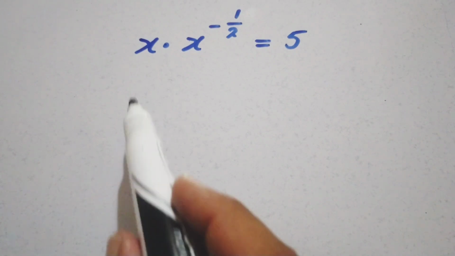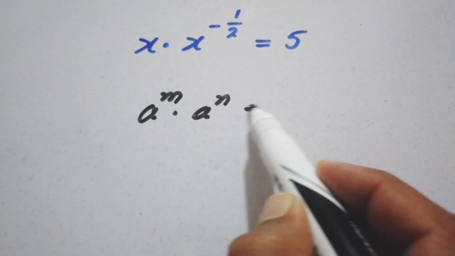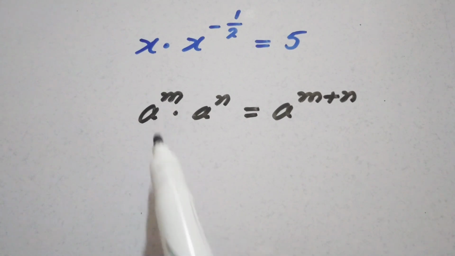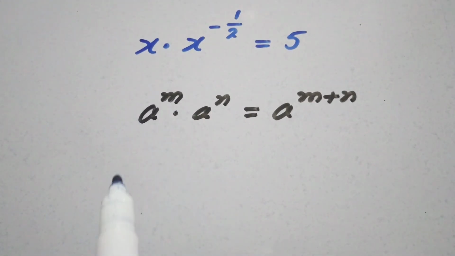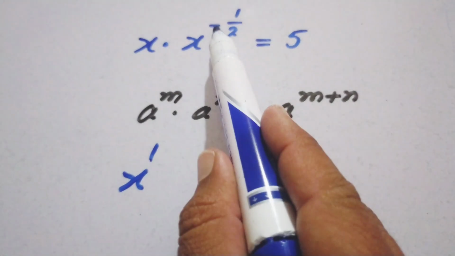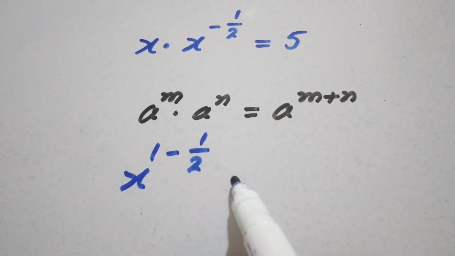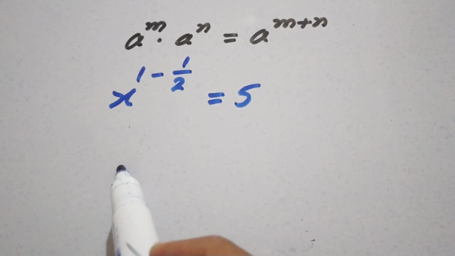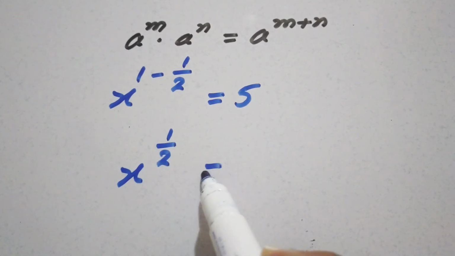Now by using the identity, if we have a power m multiplied by a power n, then this is equal to a power m plus n. When the bases are same and multiplying each other, then their power will be added. So this expression will become x power 1 plus minus 1 by 2 is equal to 5. Now x power 1 minus 1 by 2 gives us 1 by 2 is equal to 5.